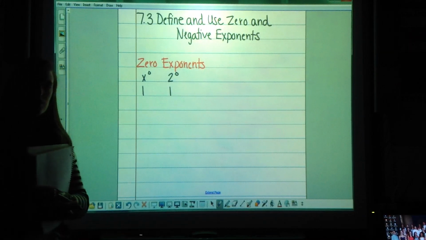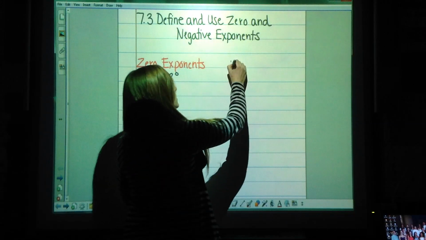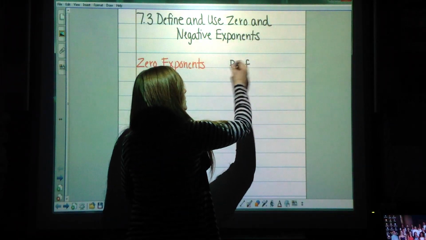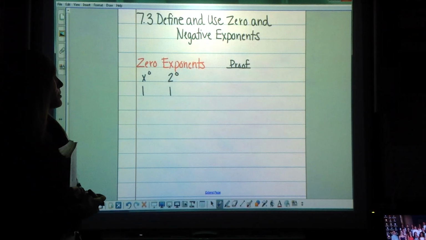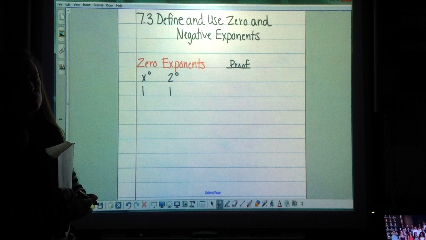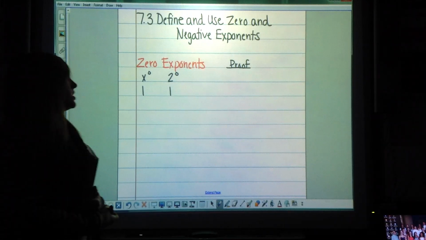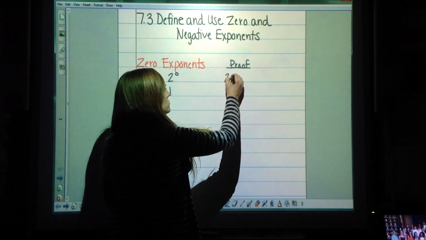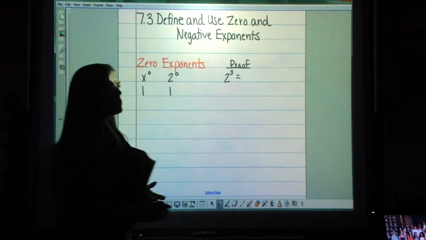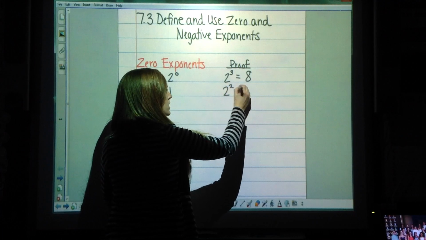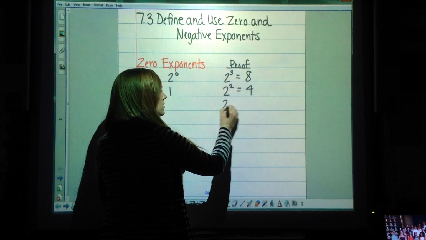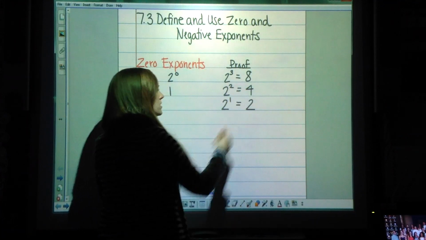Okay, let me prove it to you off to the side. You're not going to have to prove it on your homework, but I want to show you how you get 1. A lot of people think that the answer should be 0. Let me show you why it's 1 and not 0. So let's say we have 2 cubed. Well, 2 times 2 is 4, times 2 is 8. 2 squared is 4. 2 to the first is 2.